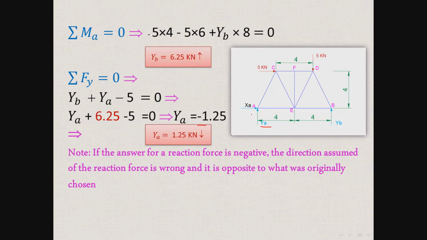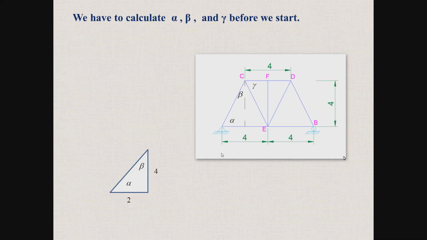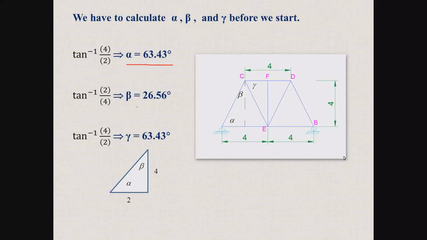To find XA, we will write the sum of the forces in the x direction equals 0. The only force acting in the x direction is this 5, so XA equals 5. Using trigonometry, we will calculate these angles, alpha, beta, and gamma, and these are the answers.